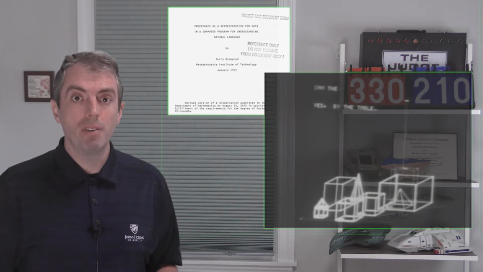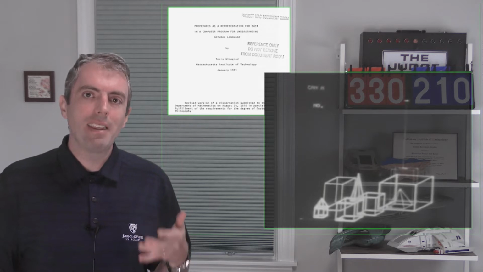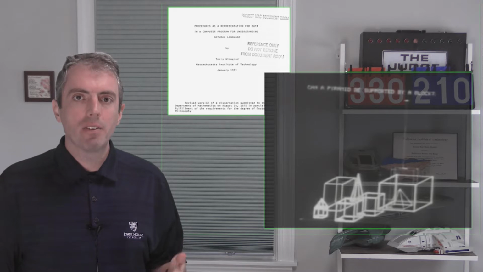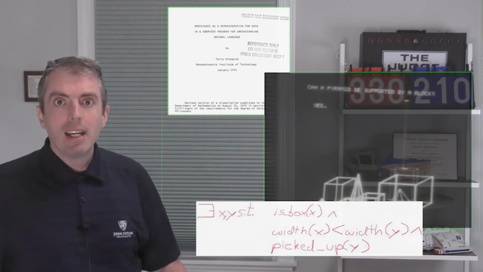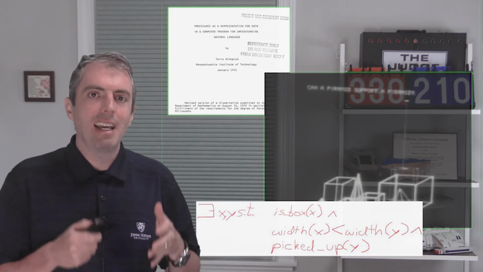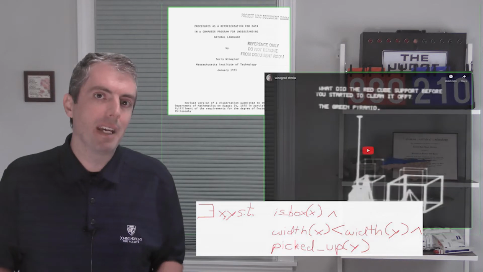is true or false. For example, you can ask it the question, "Is at least one of them narrower than the one which I told you to pick up?" It can be converted into a logical form. There exists an x such that x is in a box and the width of x is less than the width of y and y was picked up.